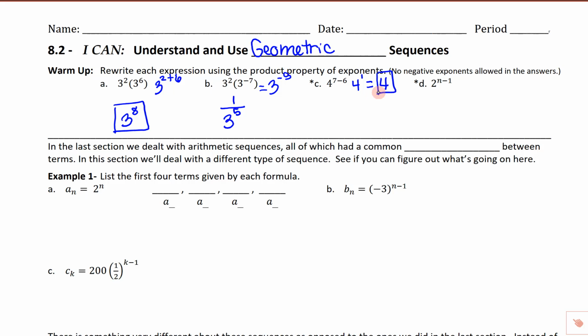And then this last one, we have 2 to the n minus 1. So we're going to break it apart. We have 2 to the n times 2 to the negative 1, which was just combined to n minus 1, and we want to get rid of that negative exponent. So we're going to move it to the denominator, and 2 to the 1, I don't have to write the 1. So then I can just rewrite it with the 1/2 in front times 2 to the nth power.